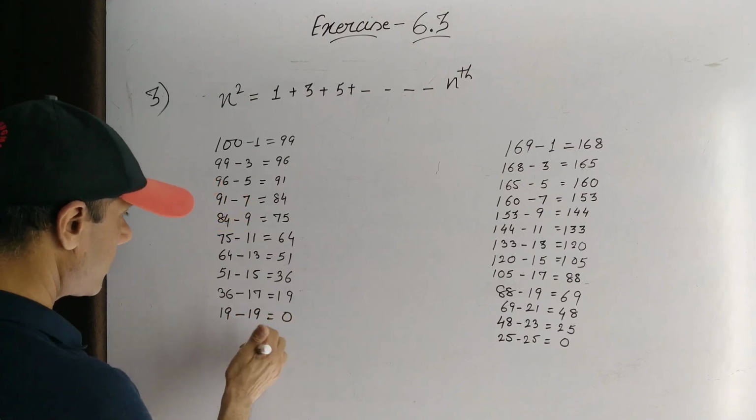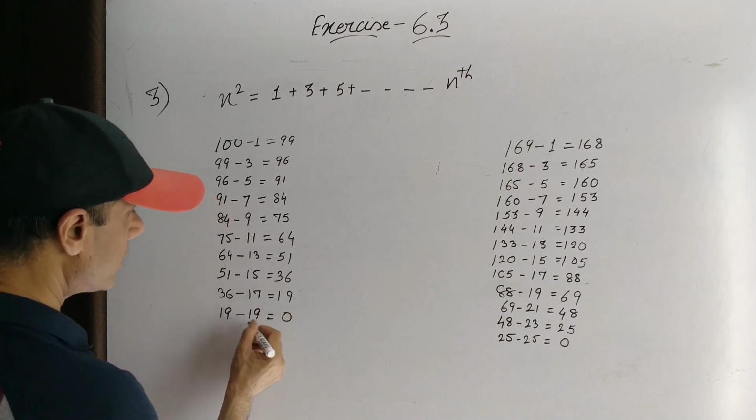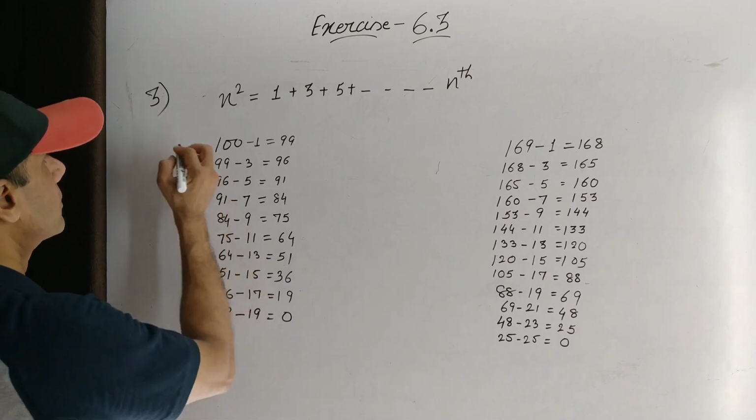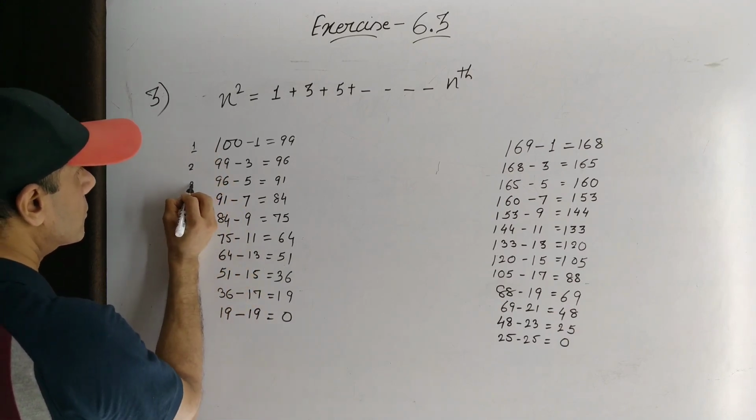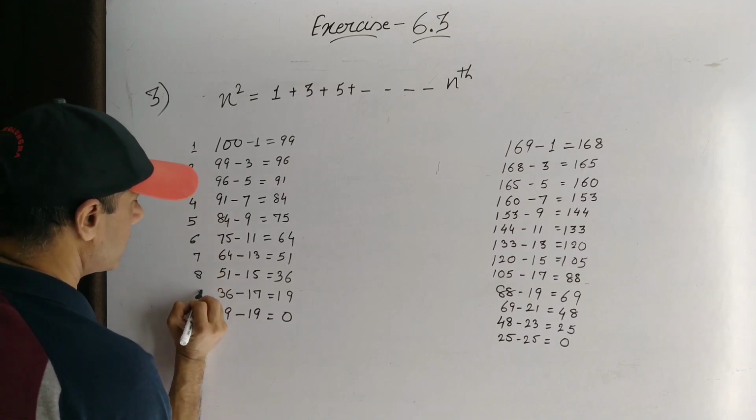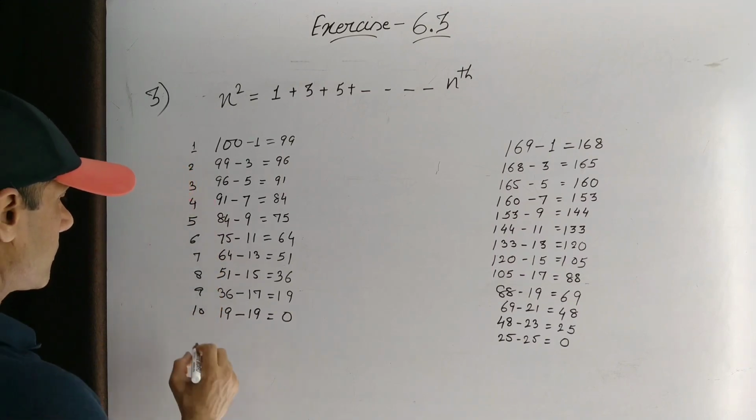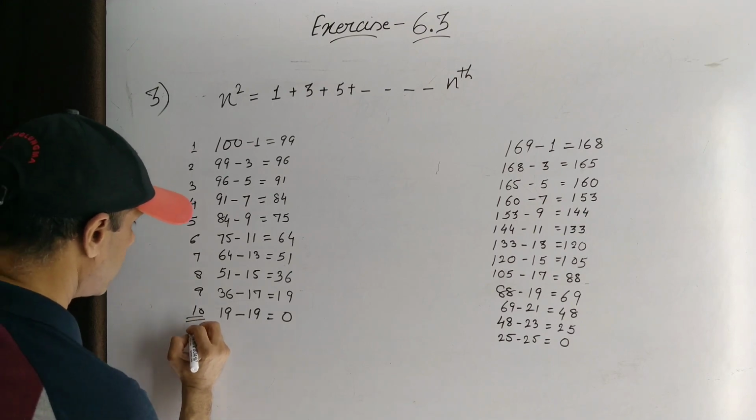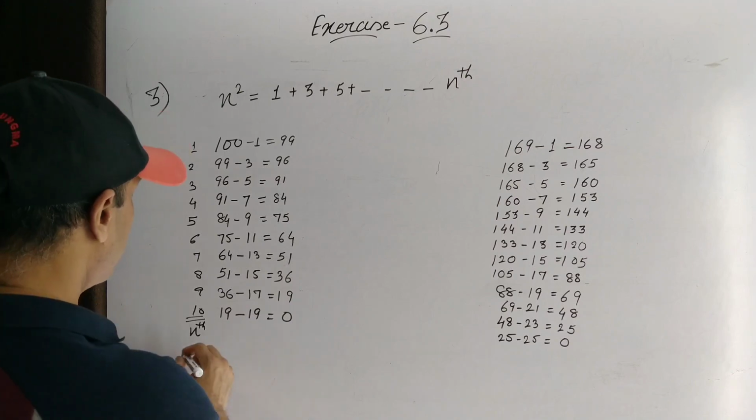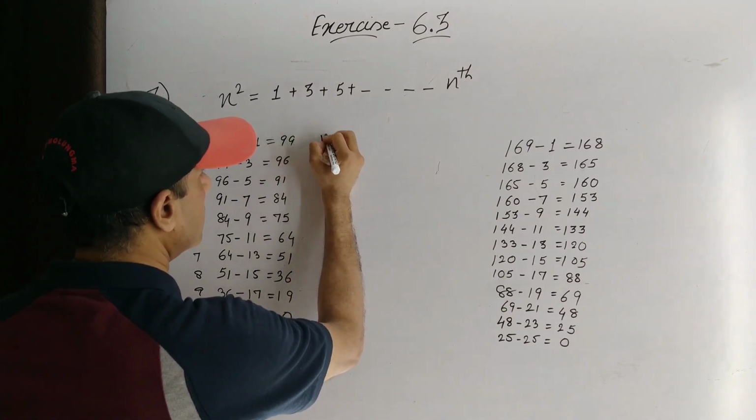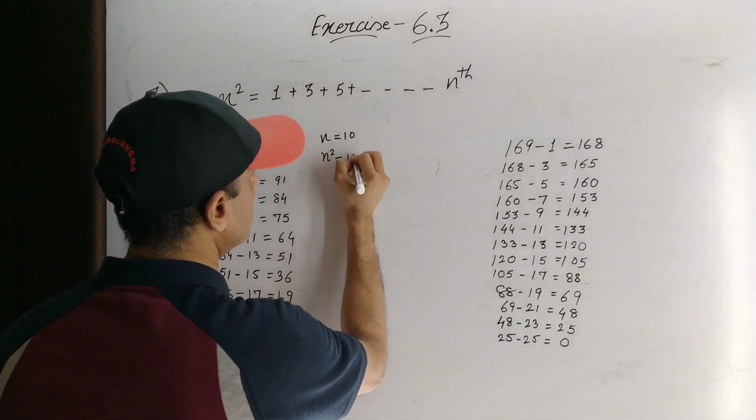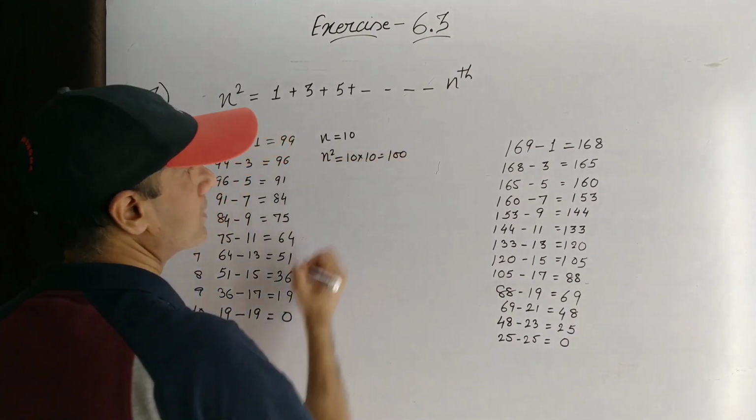So in this case n is the last odd number subtracted, 19. Clear? So let's count the subtractions: 1, 2, 3, 4, 5, 6, 7, 8, 9 and 10. So 10 is the nth number. So we have n as 10. So n square will be 10 into 10, that is 100.